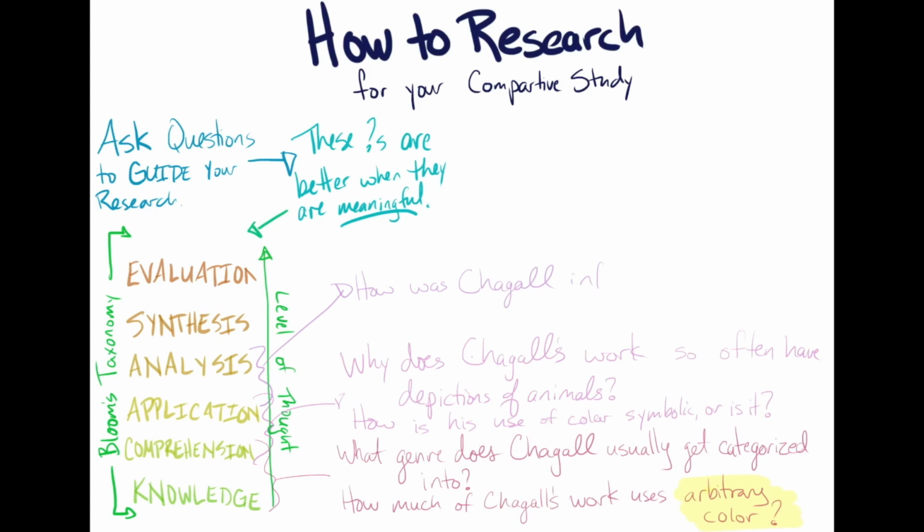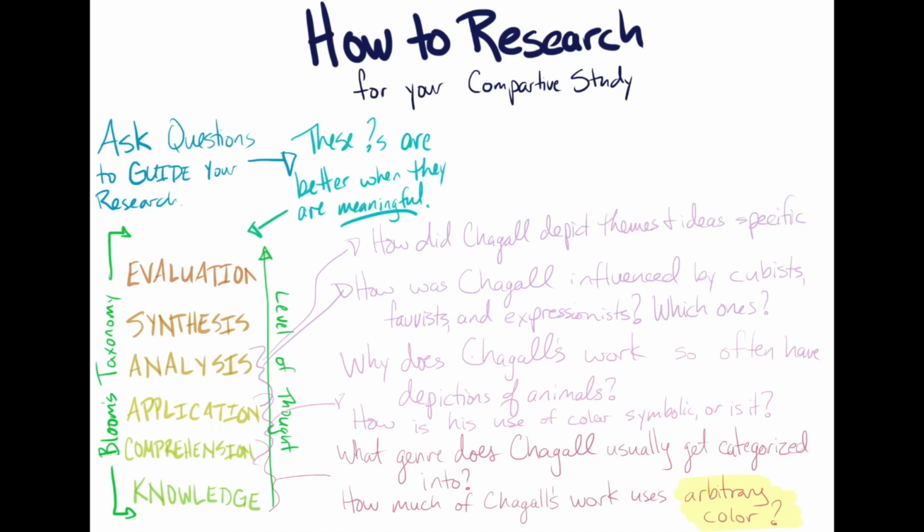So moving on more into the analysis section, you might talk about the influences on Chagall. So how is he influenced by the Cubists or the Fauvists or the Expressionists, and which ones would be an interesting question. You might also talk about how he deals with specific themes from his culture and from his experience. He was a Russian Jew who left Russia largely because he was pushed out, and he moved to Paris. And so, of course, Russia, Jewish, and Paris are all going to factor in. Are there common symbols from those places that manifest in his artworks?